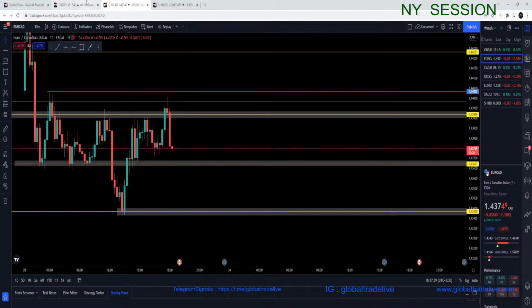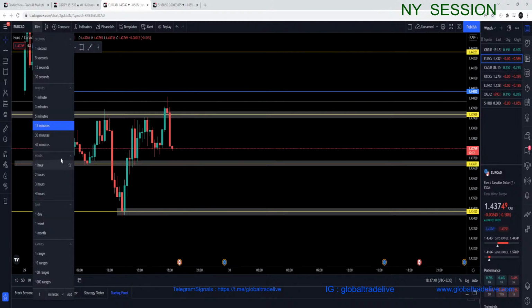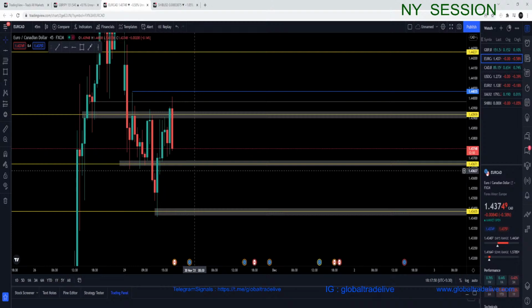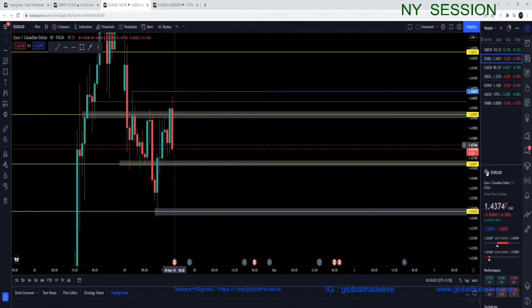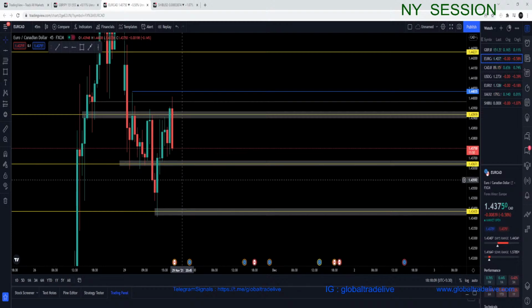EuroCAD 15-minute candle close with no wick on the bottom. That means there's a 50-50 chance that it will be going down or up. We don't know. I'm gonna look at the 45-minute as well. The 45-minute candle has 12 minutes left over here. So if this 45-minute candle closes below this area or this area over here, then the next 45-minute candle can be a good bearish candle.